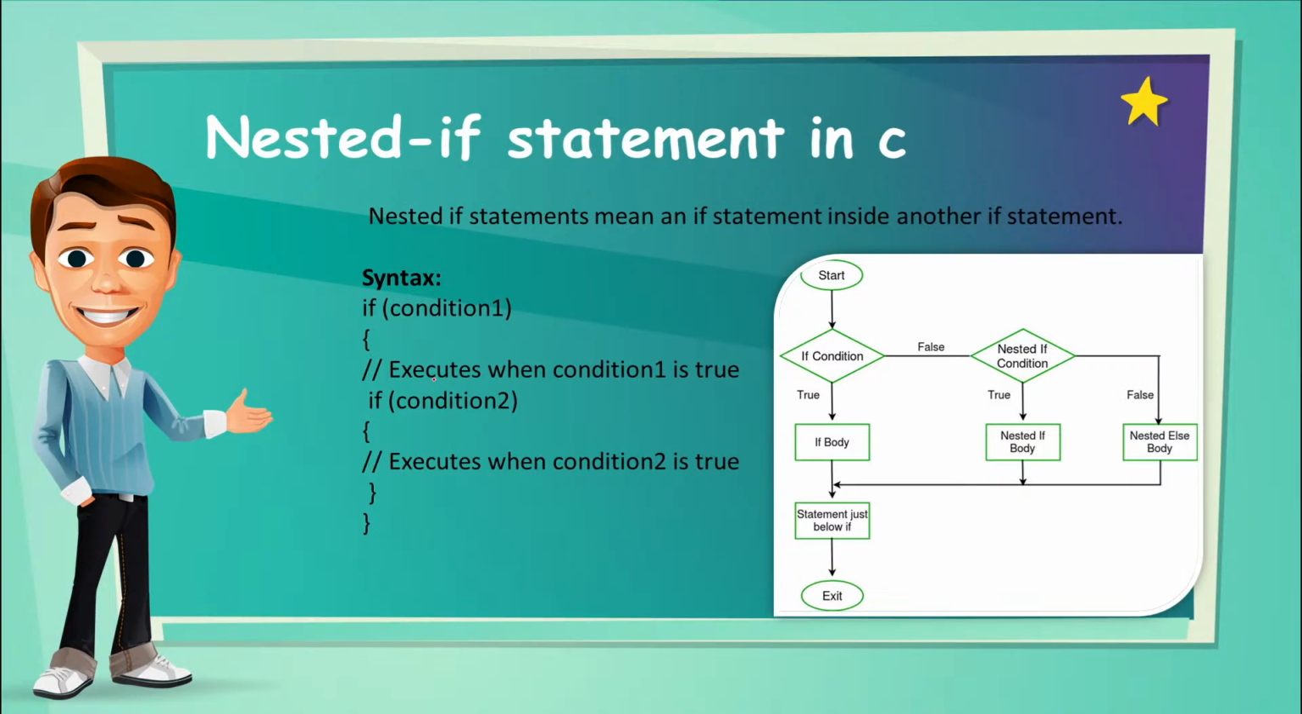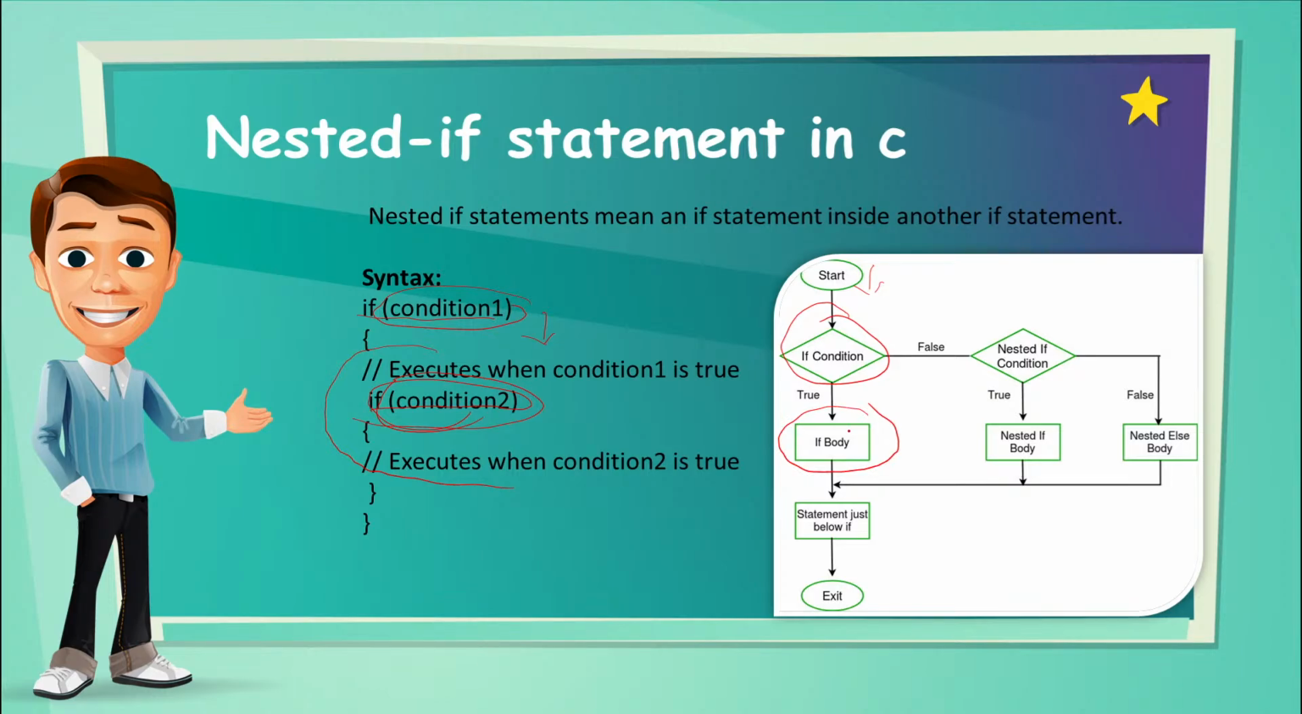If one condition is satisfied, then in the if block we have one more if condition. So if this condition is satisfied, then it will enter into the if block. Inside the if block, one more if condition is there. Here, the flow of execution starts over here. It will check the condition, and if the condition is satisfied, it will enter the if body.